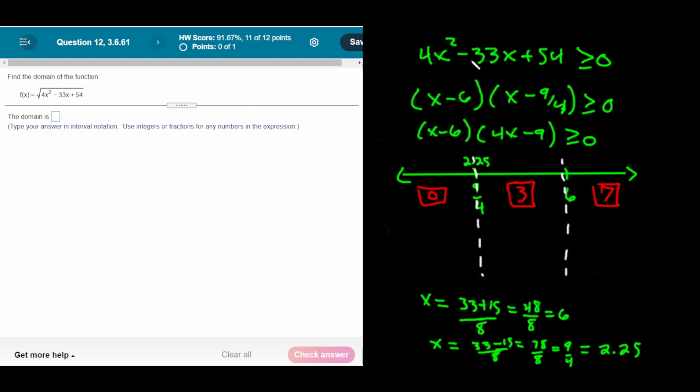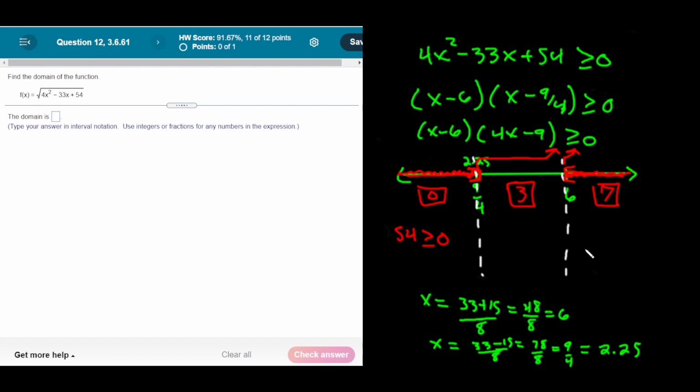Let's plug in 0. You plug a 0 here, you're going to get 54. So is 54 greater than or equal to 0? Yes, it is. So we're going to shade here, which means this right side is also going to be a solution. The symbols depend on whatever symbol we've been using the whole time. So we're going to put brackets there. And we are done with this one.